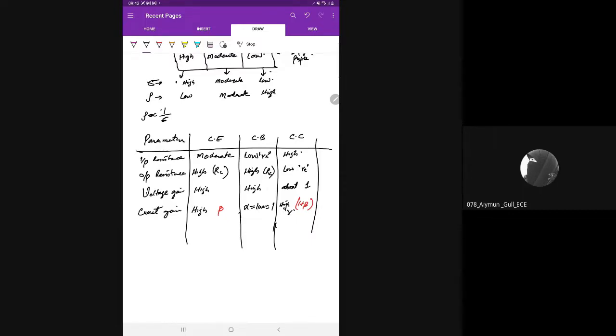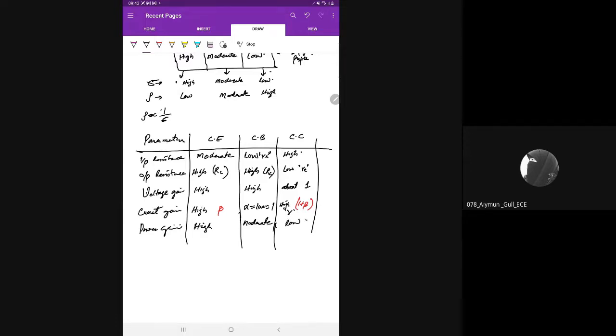Current gain is gamma. Here you have power gain. Power gain is high in common emitter, then it is moderate, then you have low.